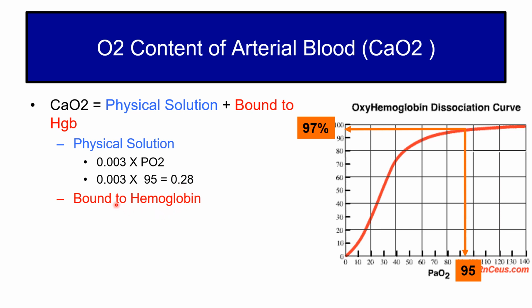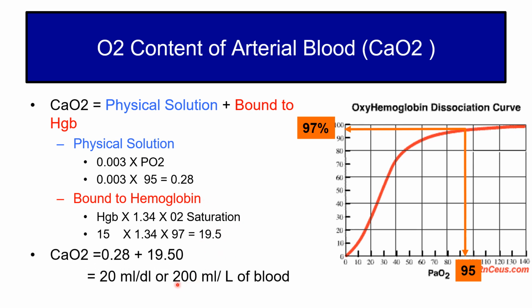How do we compute for the amount bound to hemoglobin? Hemoglobin times 1.34 times O2 saturation is 15 times 1.34 times 97%, that's 19.5. So we sum it all up. That's around 200 ml per liter of blood. So normally, the arterial O2 content is around 200 ml per liter of blood.